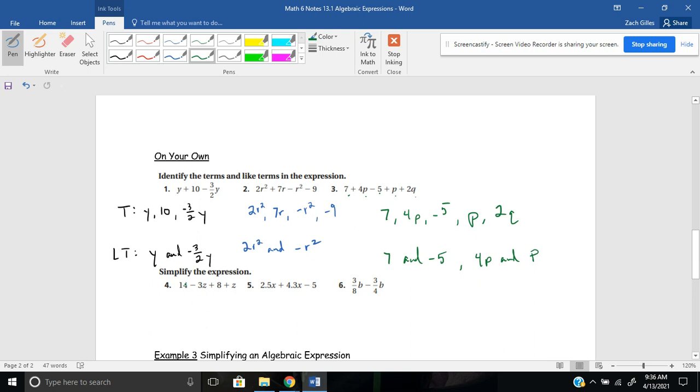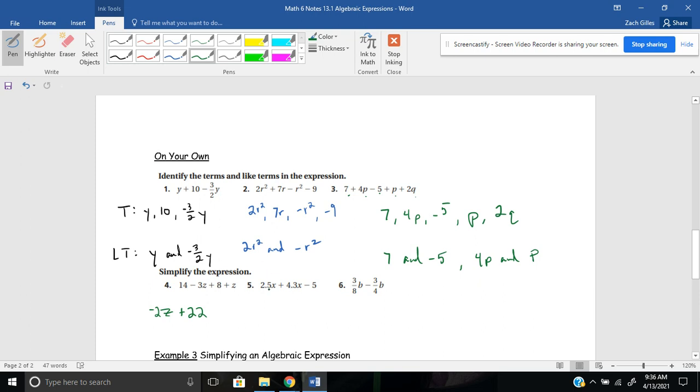Number 4 through 6 here, you have to simplify. So we need to combine our like terms. So -3z plus z would be -2z. And then we have 14 plus 8, which is 22. So -2z plus 22.